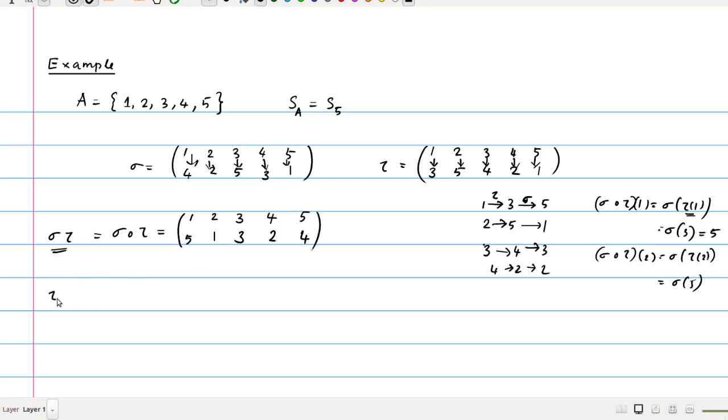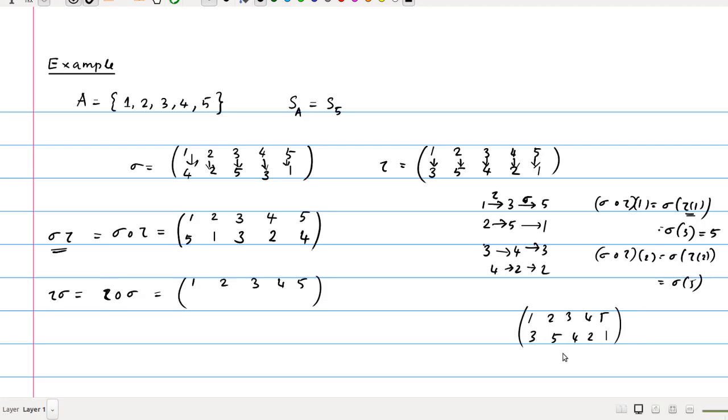In a similar fashion you can write tau sigma. How will you evaluate tau sigma? Tau sigma is tau composition sigma. Tau composition sigma is obtained by multiplying, or composing, this with this. In order to evaluate the images of 1, 2, 3, 4, 5, we first look into this. In order to get tau sigma of 1, first of all we have to evaluate the image of 1 under this sigma. So here we write tau first. Tau is 1, 2, 3, 4, 5 going to 3, 5, 4, 2, 1.